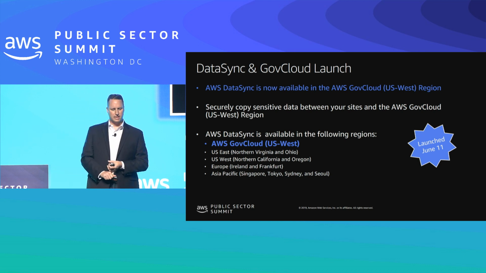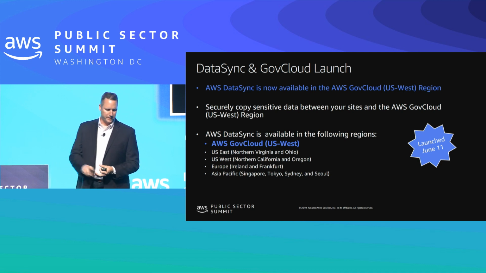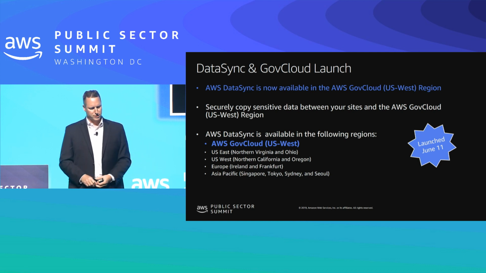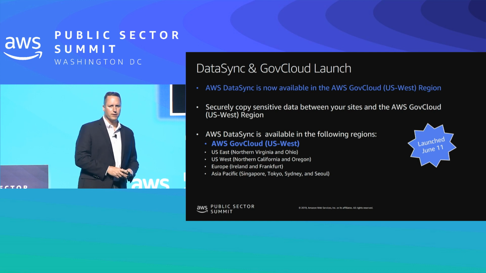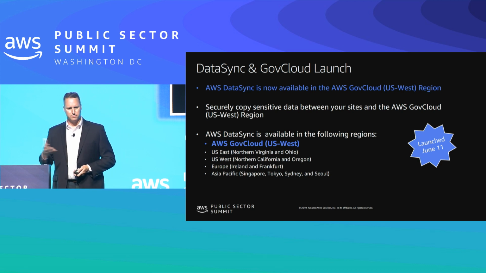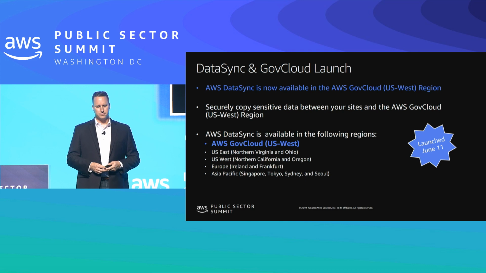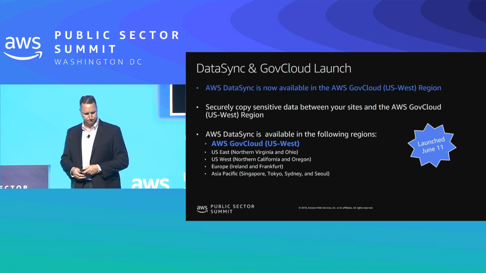Okay. DataSync's available in the following regions. I just mentioned GovCloud as of yesterday, US East, US West, Europe, and Asia Pacific. And you can see all those regions in parentheses, right? So it's available around the world. So wherever you are, there's a region where you can be running DataSync to be able to migrate your data into GovCloud or into AWS commercial.